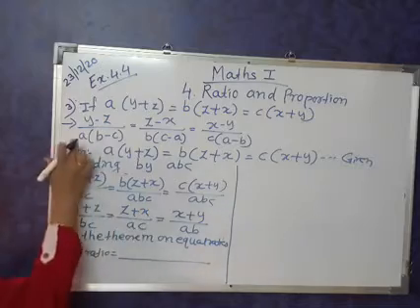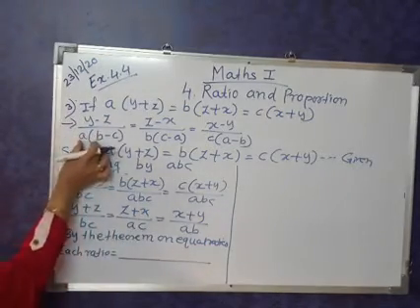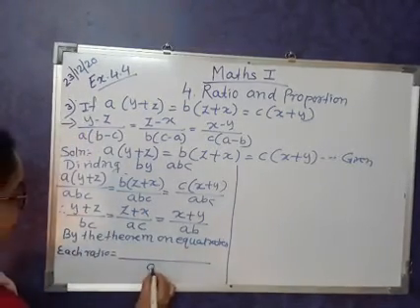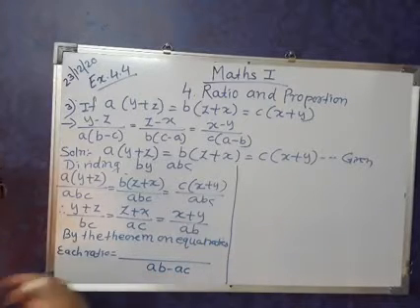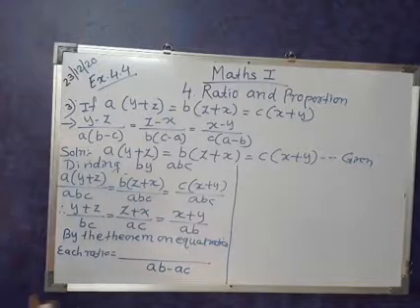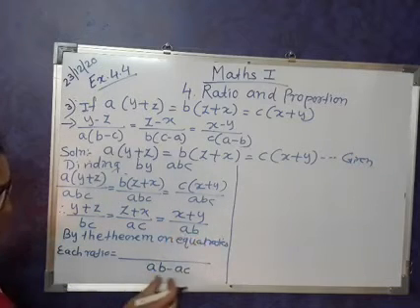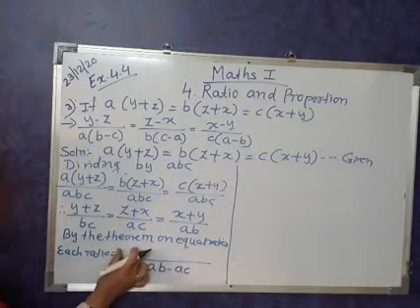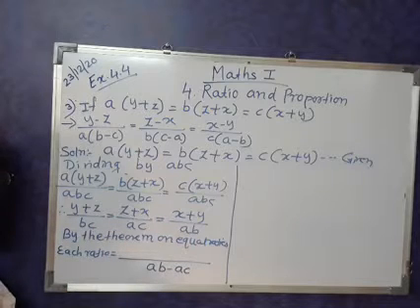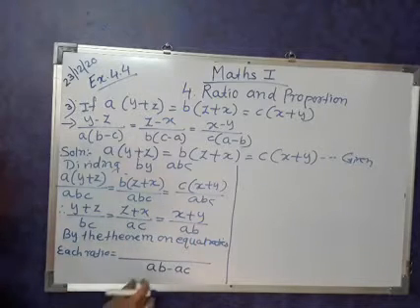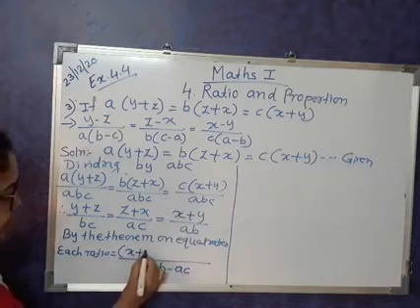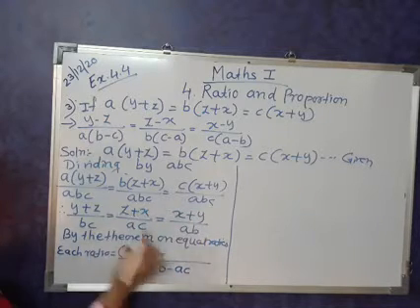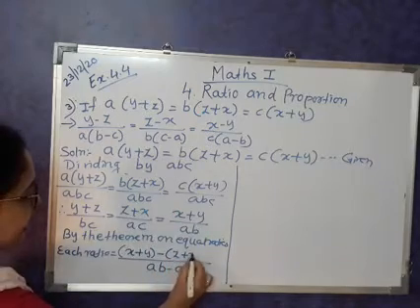Now see, whatever we want is AB minus AC. So we want AB minus AC. If we are doing the subtraction, we have to do the subtraction in the numerator also. So what is the numerator of the AB? That is x plus y, minus AC's numerator, which is z plus x.